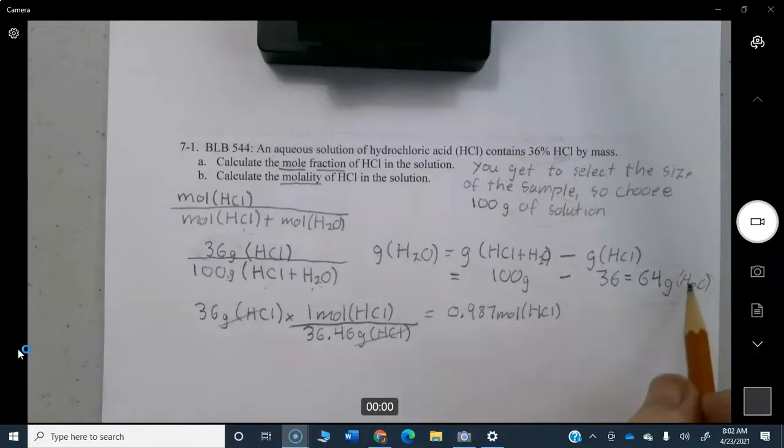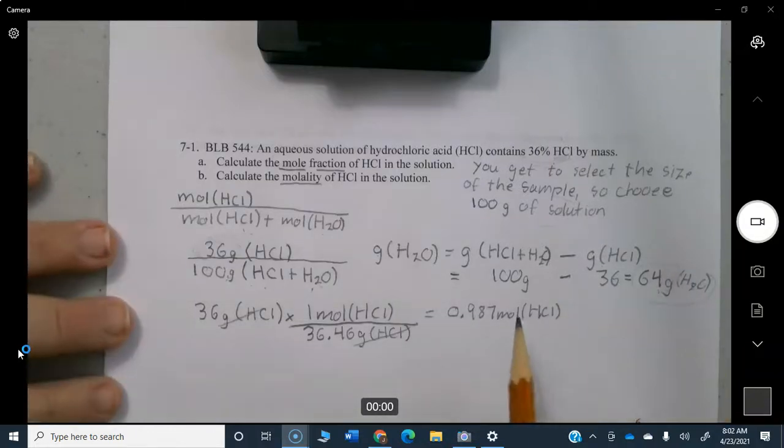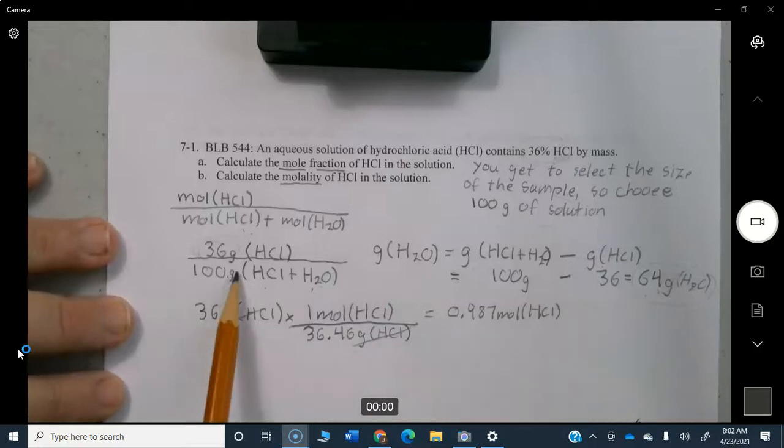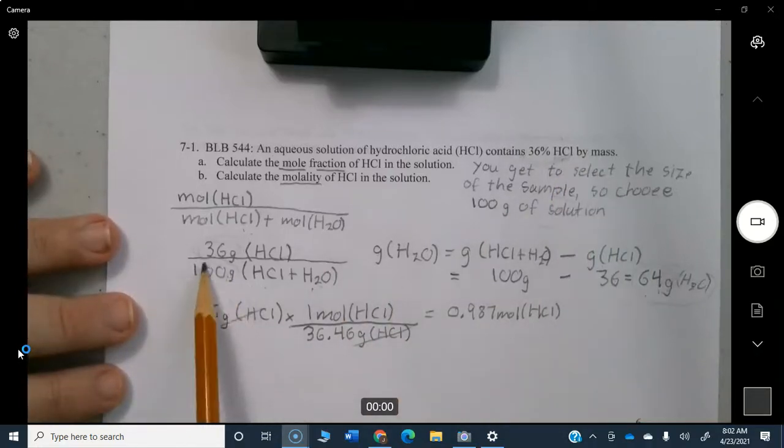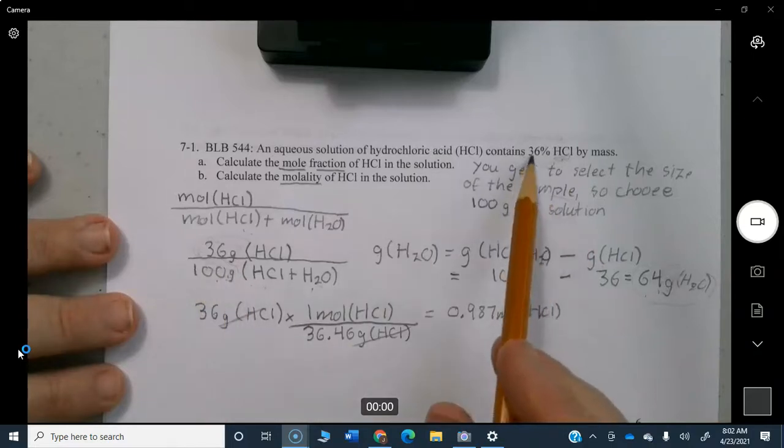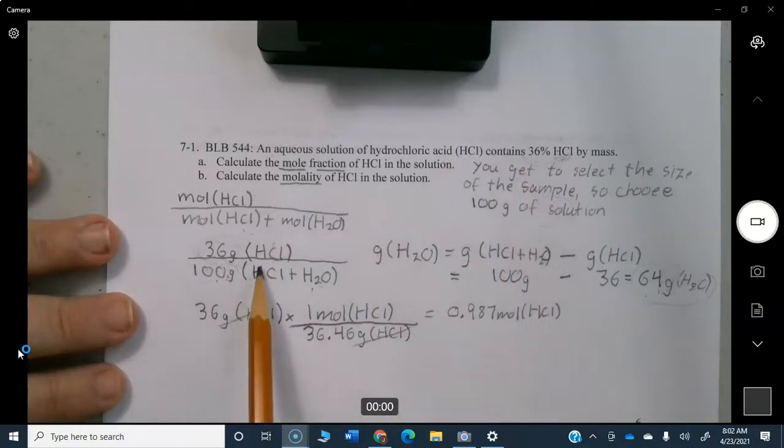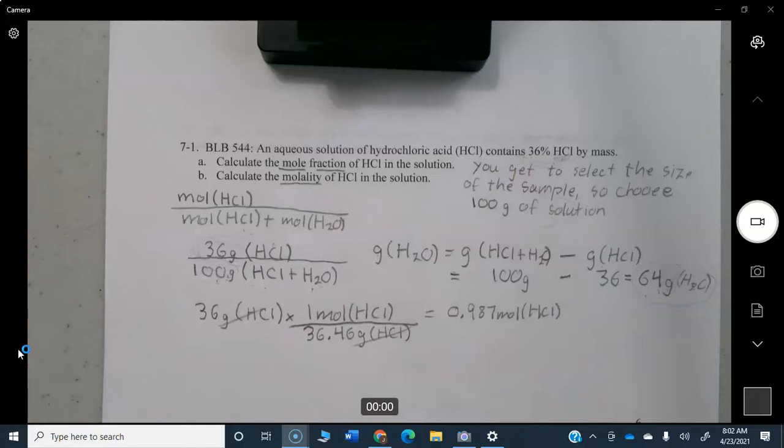Okay, do the same thing now with the 64 grams of H2O that you calculated you have. And how did we get that? We assumed we're going to use 100 grams. We get to pick it. Mass percent, you get to pick how much you're going to use. You're going to use 100 grams of solution. That means that 36% of that, or 36 grams, is HCl. So the difference between those two numbers is 64.